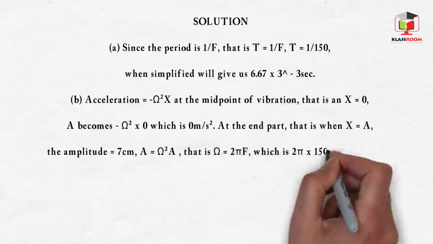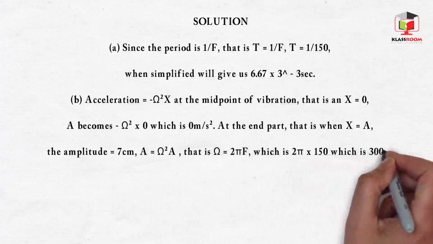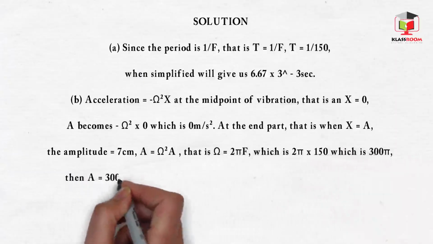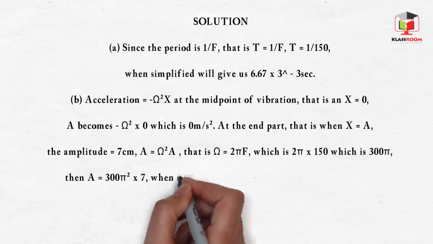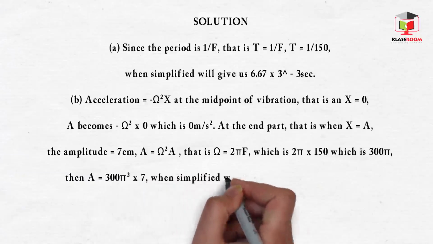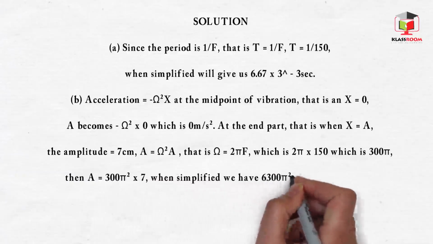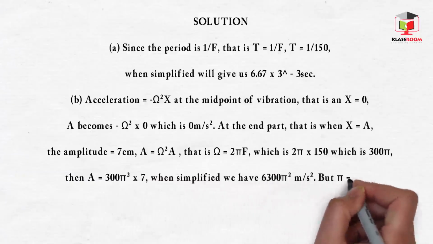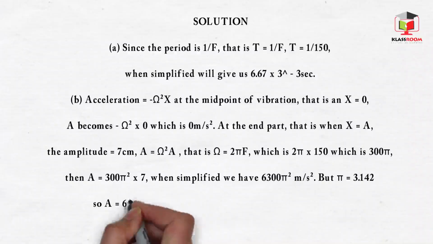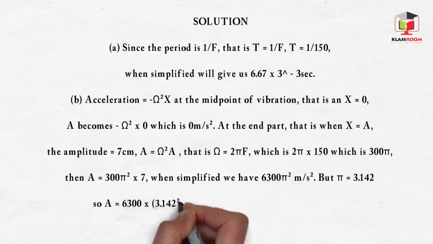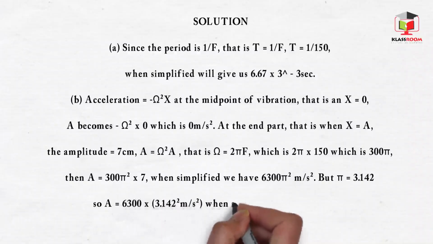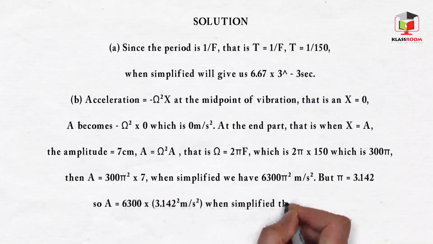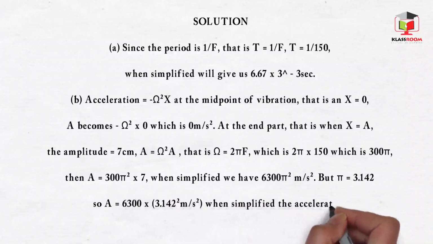When simplified, we have 6,300 pi squared meter per second squared. But pi is equal to 3.142, so a equals 6,300 times open bracket 3.142 squared meter per second squared. When simplified, the acceleration becomes 6.2194 times 10 to the power 4 meters per second squared.